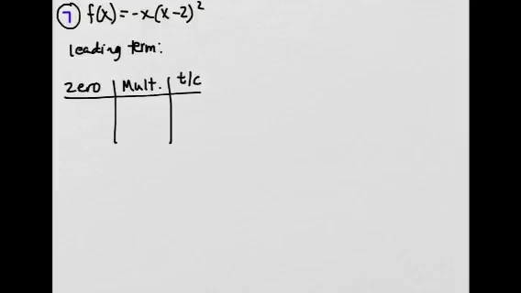Okay, so the first thing we look for is the leading term. Notice how this is a negative x, and this is x squared, because after you multiply it out, you are going to end up with an x squared from this factor, right? Because of that 2 right there. So what's a negative x? Negative x times an x squared gives you a negative x cubed.